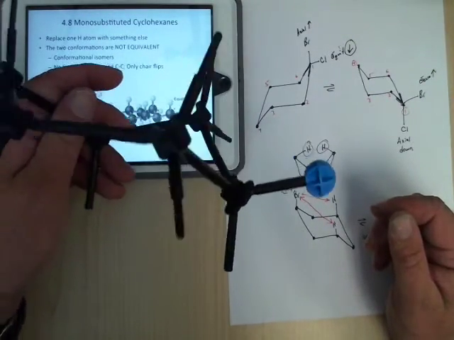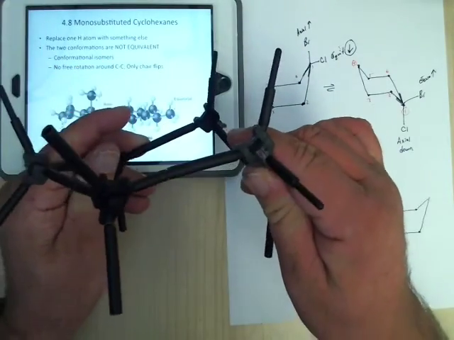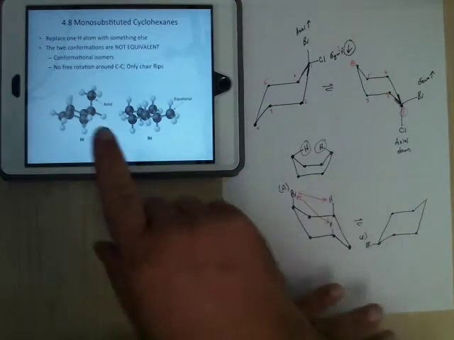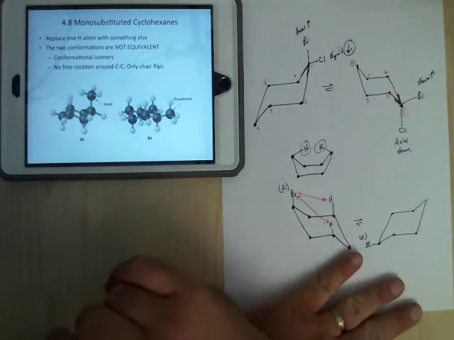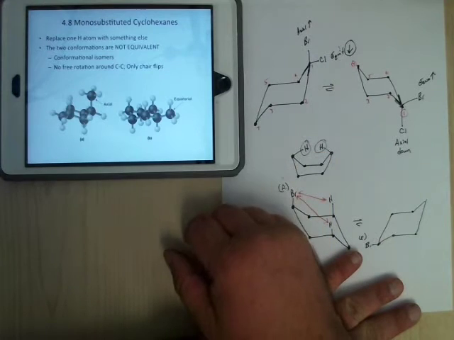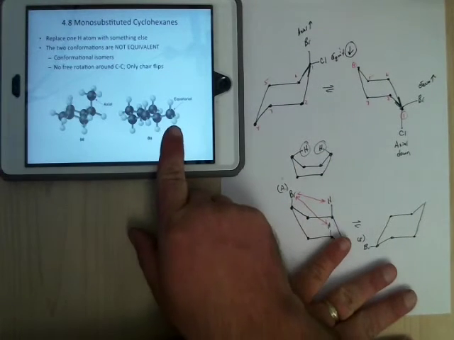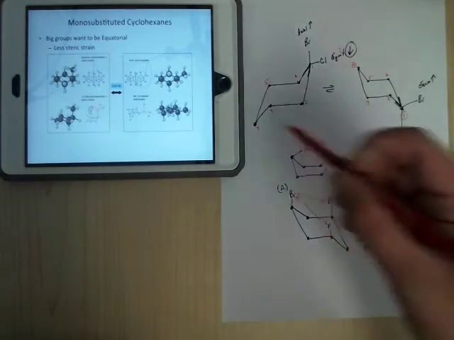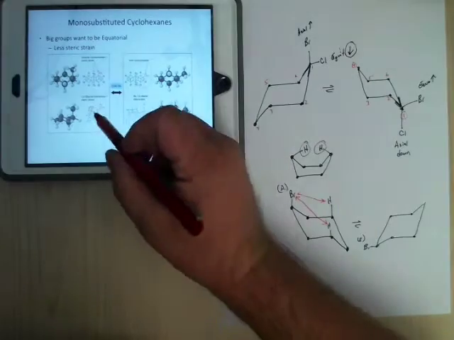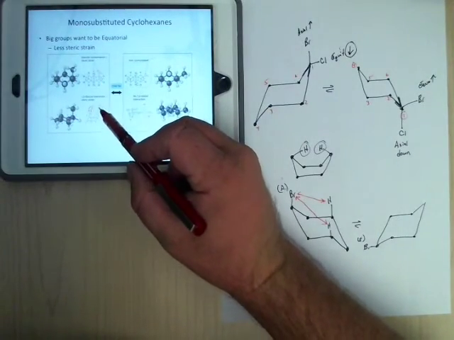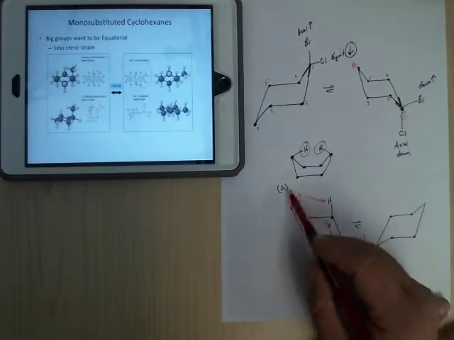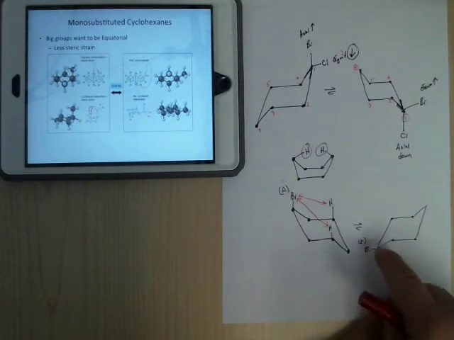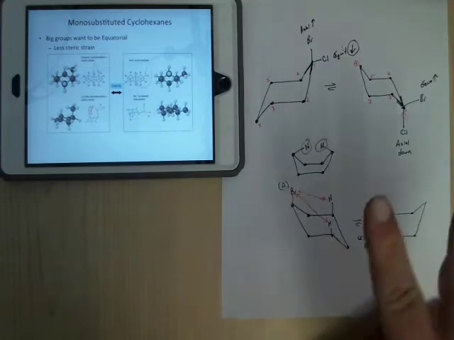Okay, I can see this. And so that's good. What you really want to do is get as many things in the equatorial position as possible, certainly the biggest things equatorial. If you were to have this 1-3 interaction, here they have a methyl group, it's going to be interacting with these bromines. The bigger the group, the more interactions you're going to have. But when you put it into the equatorial position, those all go away.